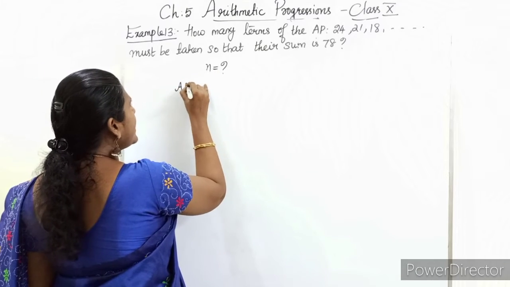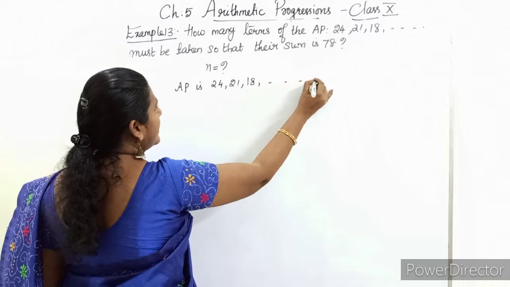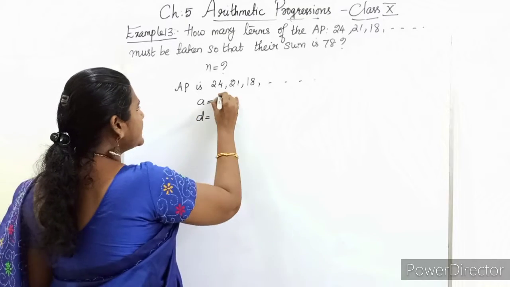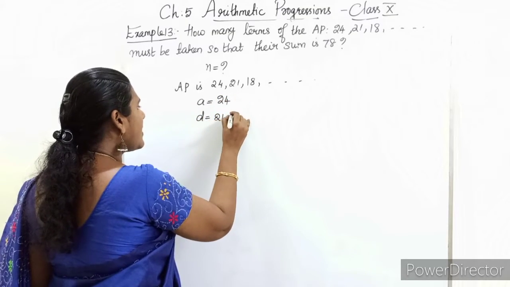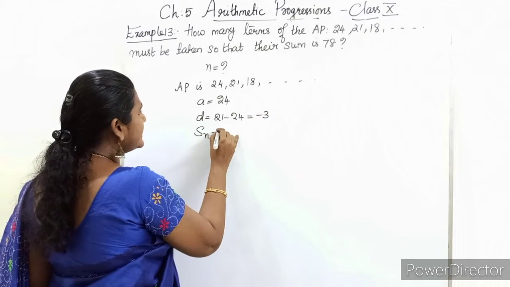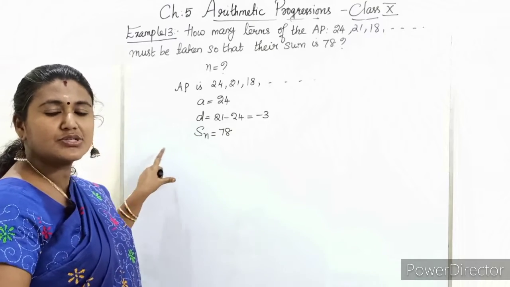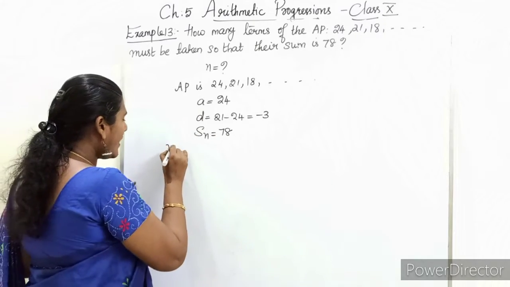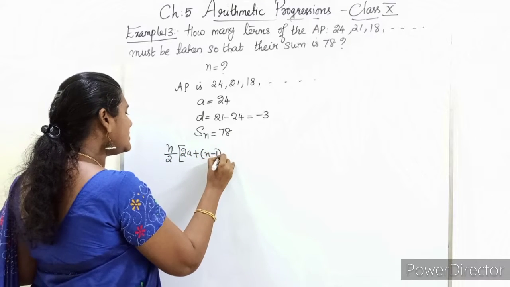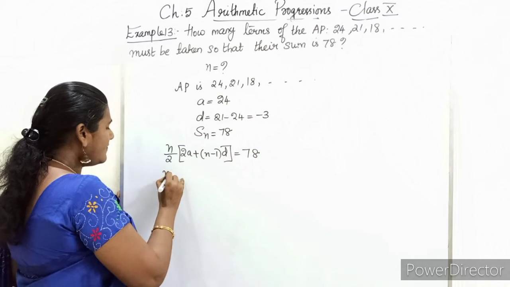So AP is 24, 21, 18, etc. From this we can find out a and d values. a is the first term, d is 21 minus 24, which is equal to minus 3, and Sn is given as 78. Here in the place of Sn we are going to substitute the formula now. So n by 2 into 2a plus n minus 1 into d is equal to 78. Here n we have to find.